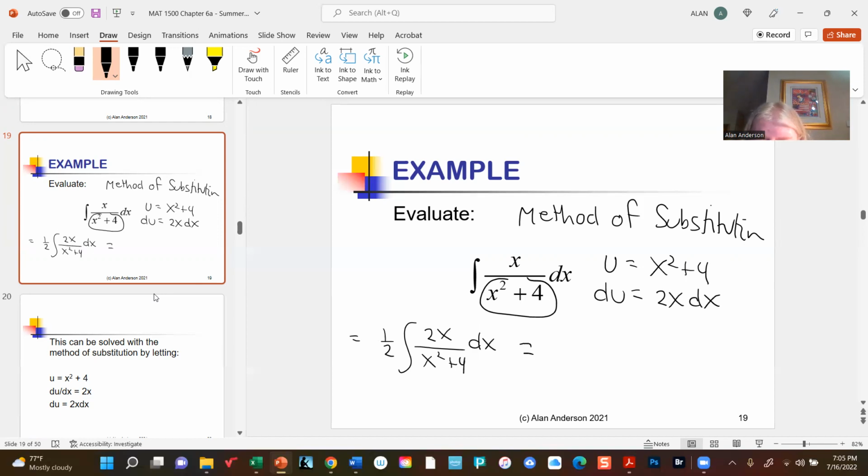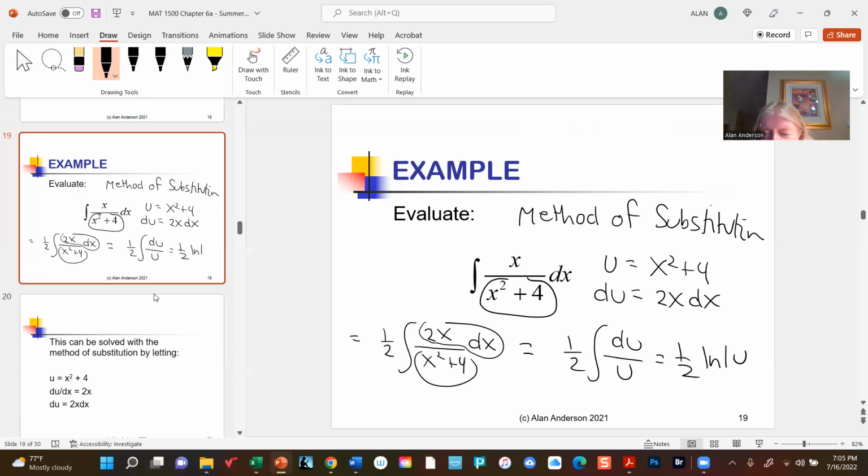And now, of course, what I did was I multiplied the numerator by 2 and multiplied the whole expression by 1/2. I haven't changed anything, but all of a sudden, look what I have. This is my du, and down here is my u. And that's just 1/2 log absolute u plus c, which is just 1/2 log absolute value x squared plus 4 plus c.